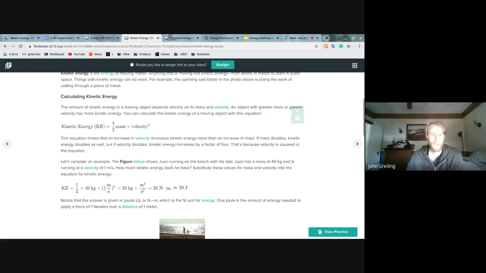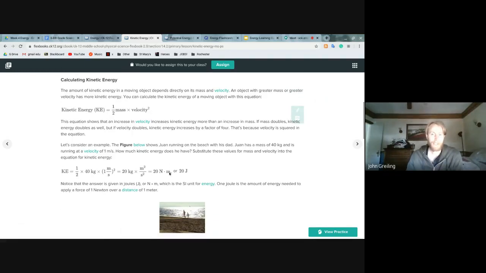Okay? So they have an example here of Juan. He has a mass of 40 kilograms and he's running at a velocity of 1 meter per second. Now in America, we have to adapt to using these units for calculations, and for these, they're always in kilograms and meters per second. So you'll start to see that more often. And if you haven't already done conversions, then you'll see that later too.